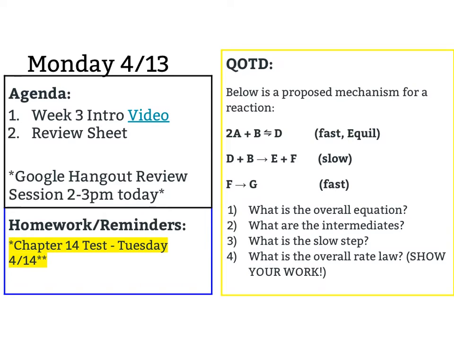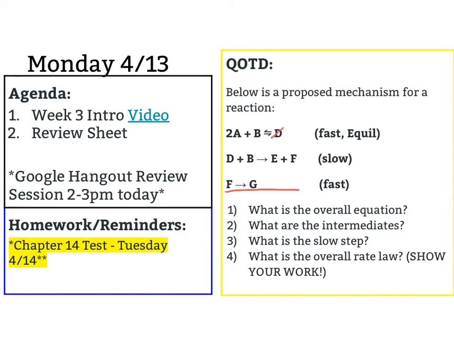Okay, so let's look at one more mechanism before our test tomorrow. So this is a fast equilibrium first step, a slow step, and then a fast step. So first, our overall equation, we're going to cancel out anything that we see on both sides of the equation.